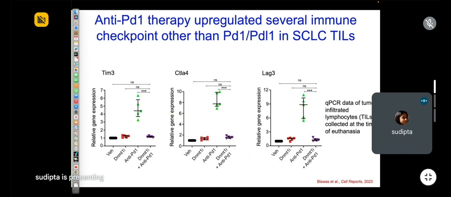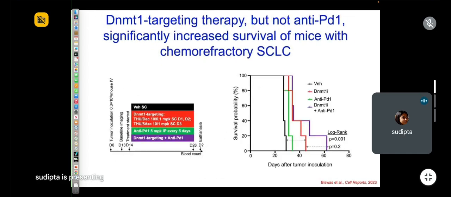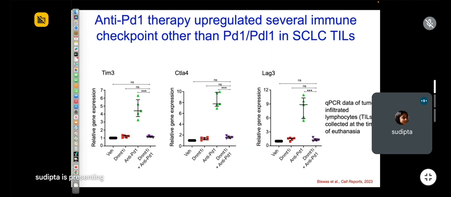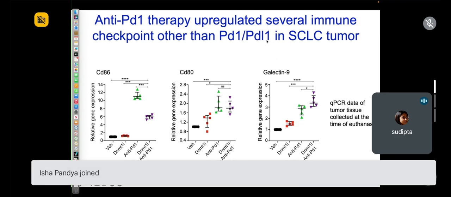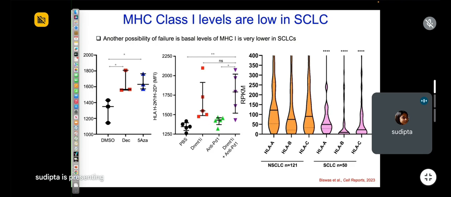So basically, it didn't improve much with the combination. So we wanted to check why it didn't. The anti-PD and immunotherapy failed. So we checked for the different immune checkpoint markers, and you can see the immunotherapy actually increased them. So that's one reason for the failure. You will see it across all those markers. We are targeting anti-PD PDL1, but other markers are going up. So that's why it is failing.